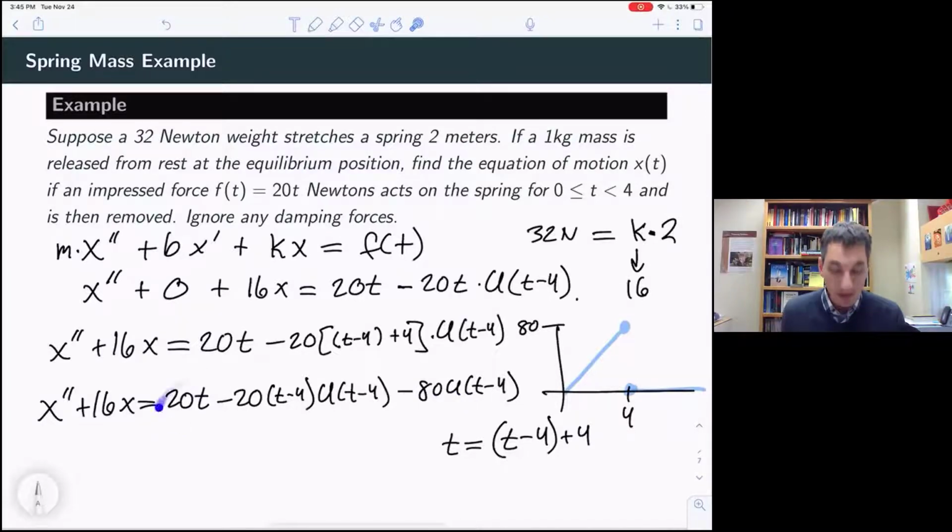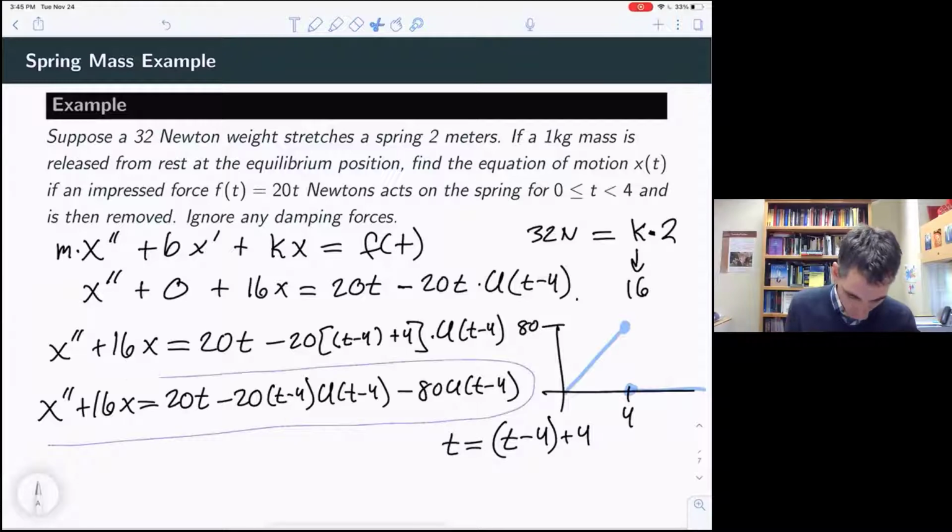So now I've got just a basic function here. I've got u t minus 4 multiplied by t minus 4. So that's matched up good. And then here I've got u t minus 4 times the 80 function. Now there's no t in it, so when you slide a constant function over, it doesn't matter. So that's going to be just fine. And all we need to do then is to solve this differential equation right here.